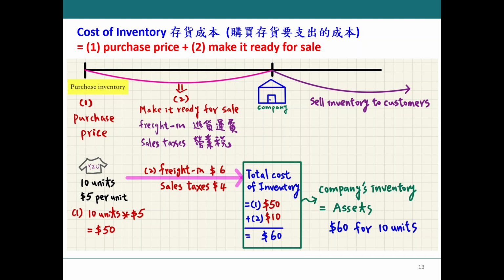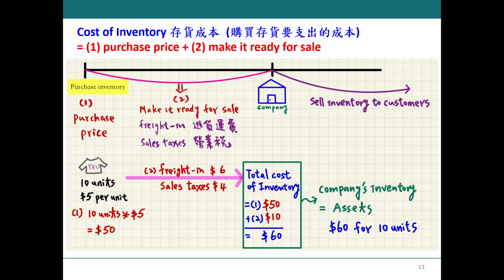So after you spend $60 for 10 t-shirts, don't forget, the t-shirts we are going to sell later to customers. So that should be your inventory. Inventory is your current assets, okay? So far, any questions? So that's how we determine 10 t-shirts for $60, one plus two. No problem? Okay, so that's part one.